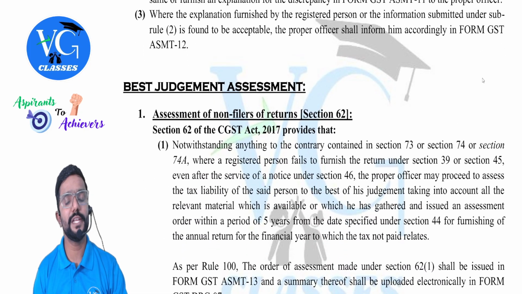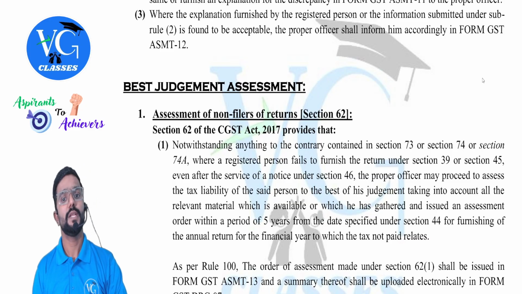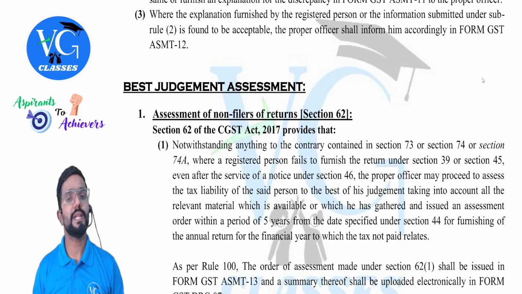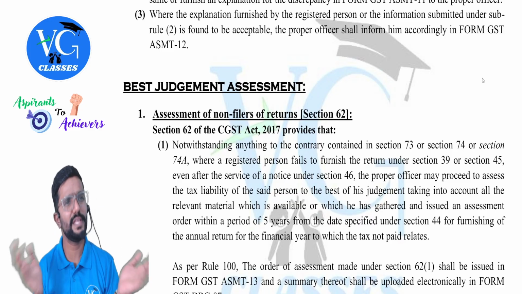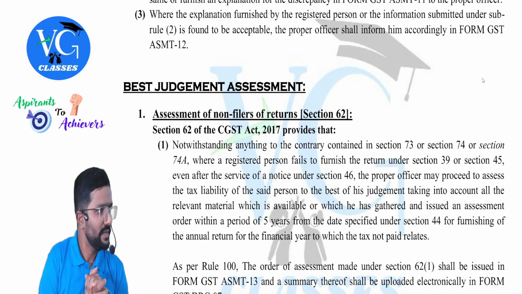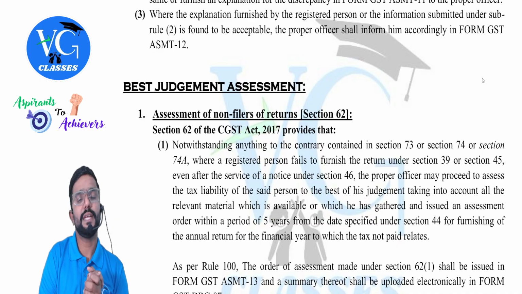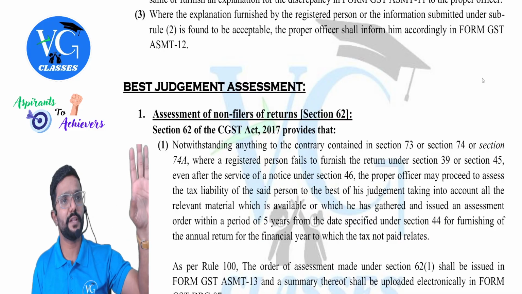where the explanation furnished by a registered person or the information submitted under sub-rule 2 is found to be acceptable, the proper officer shall inform him accordingly in form GST ASMT 12. Sir, I replied to the notice telling, no sir, this is actually the reason why there is a difference. I explained the reason and he is okay with it. He is accepting it. In that case, he will inform me in ASMT 12, telling, okay, whatever reply you gave, it was satisfactory for me.